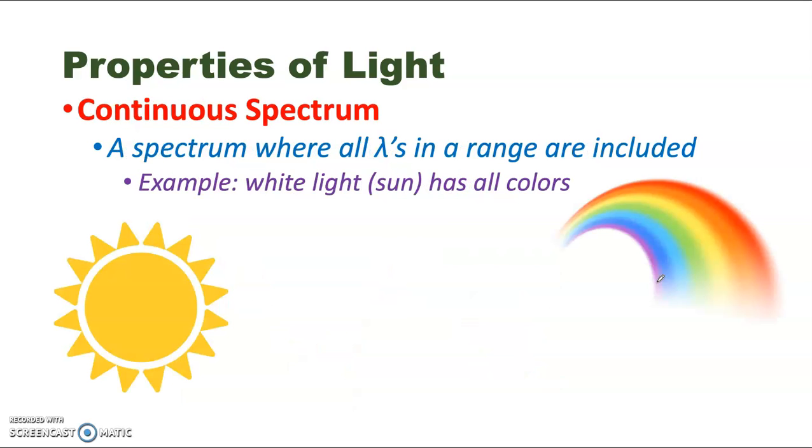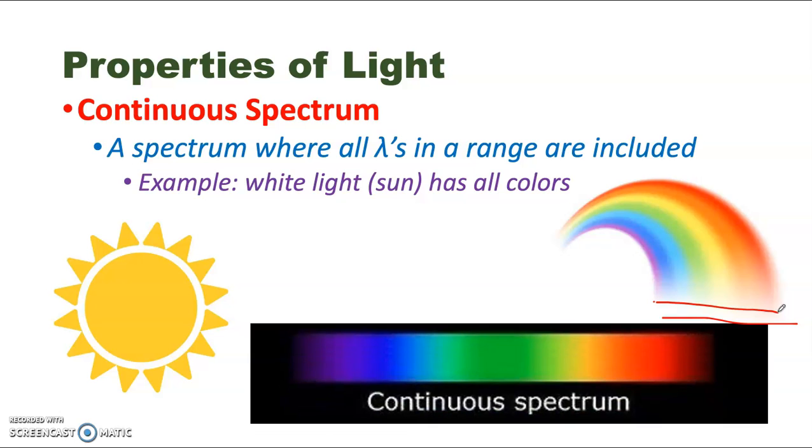Now there's two types of spectrums. I'm going to end the video talking about the two types of spectrums. There's a continuous spectrum and then there's a line spectrum. The first one is a continuous spectrum. It's a spectrum where all the wavelengths in a range are included. An example is white light. The sun has all colors. If you look at a rainbow over here, this would be a continuous spectrum. You see all the colors from purple blending all the way over to red. That's the whole visible spectrum that you see.